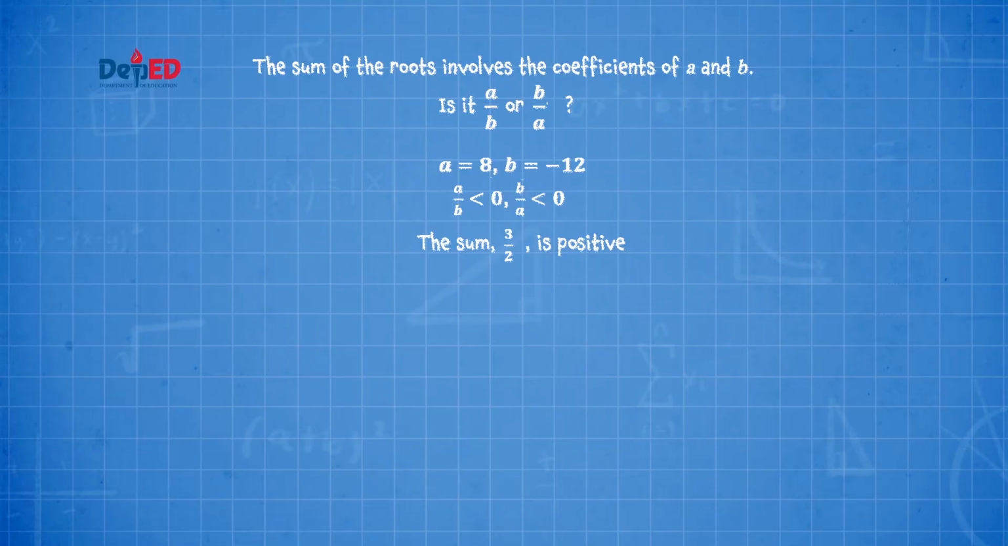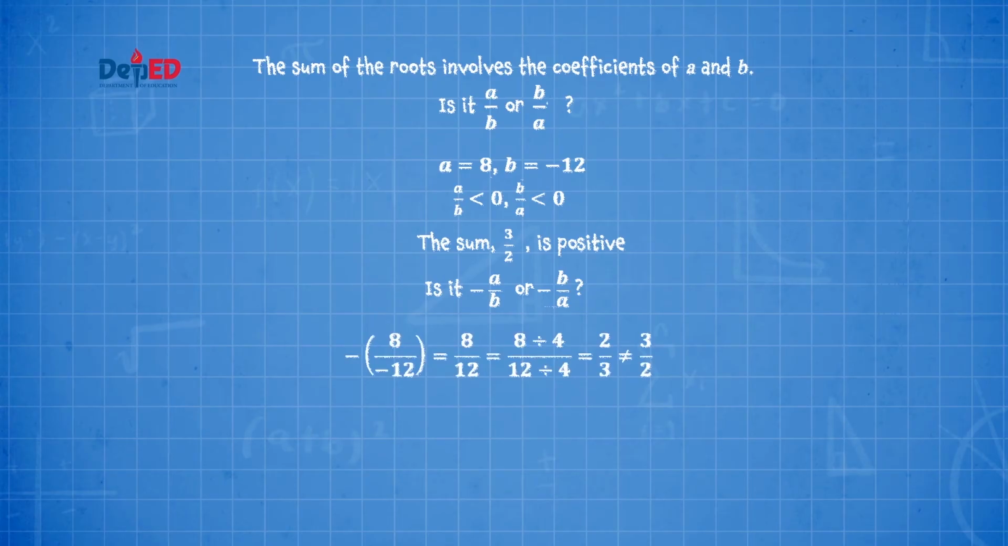So the question now is, is it negative of a over b or negative of b over a? Let's check. Negative of a over b equals the negative of 8 over negative 12, and it must be equal to 8 over 12, which is positive, and can be simplified as 2 over 3. And 2/3 is not equal to 3 over 2. Thus, it can't be the negative of a over b.